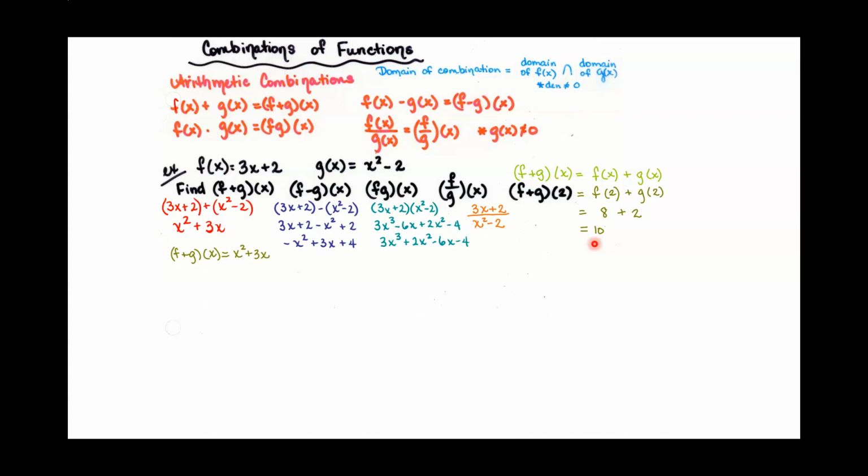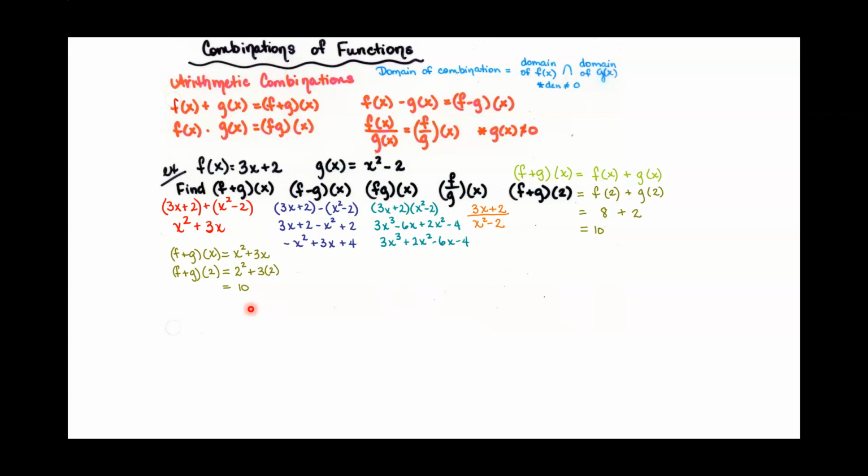If you've already done the combination, as we had here, we had already done f plus g of x and gotten x squared plus 3x. If I already know what f plus g of x equals, then if I want to find f plus g of 2, I can just put 2 in the place of x. So 2 in for x and 2 in for x, and you'll notice we get that same 10. So it doesn't matter which way that you do that. So combinations are very straightforward. If there's anything challenging about them, it's their domain.